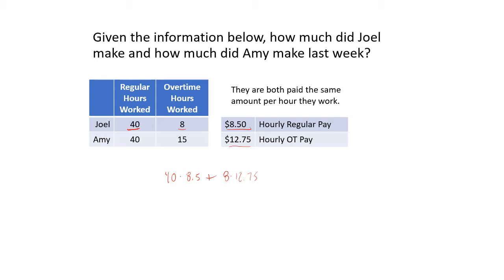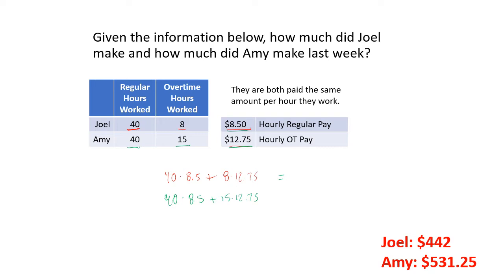Then I could take Amy's normal number of hours and multiply that by the normal hourly rate. So 40 times 8.5 again. But now there's a different amount of overtime, so 15 times 12.75. And I don't know what this answer is, but I have these sums here. They end up being $442 for Joel and $531.25 for Amy. And it might not seem like it, but what we just did is something called matrix multiplication.